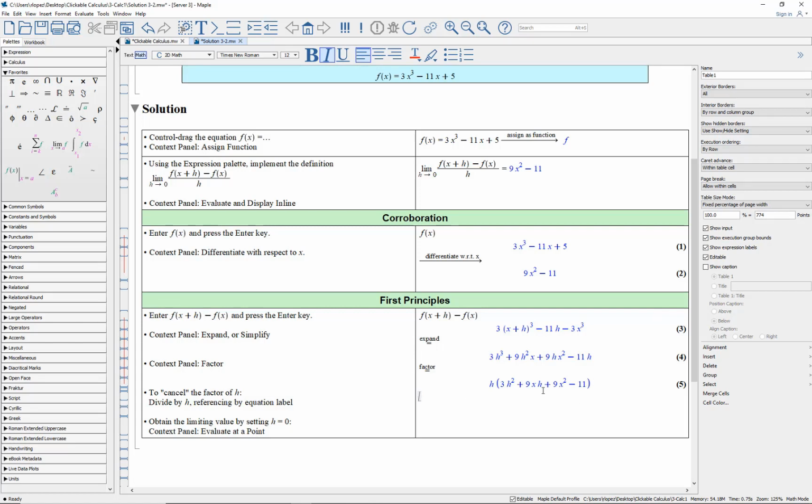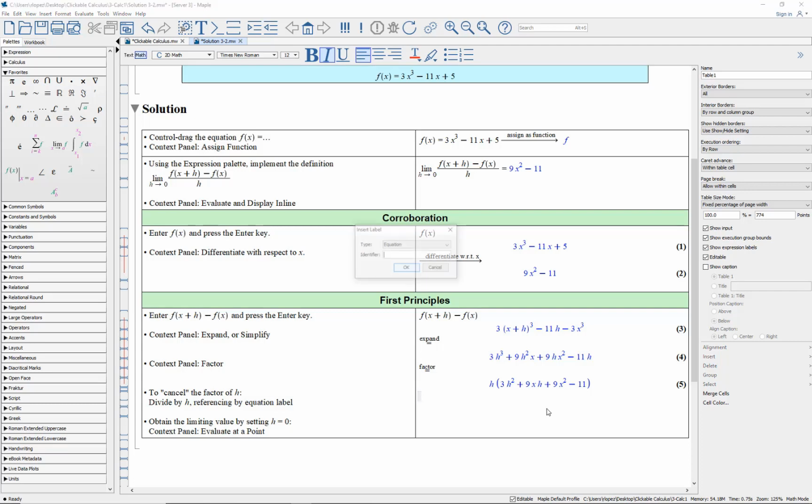We are going to divide this by h. How can we do that? Well, notice how these blue outputs have equation labels. Those labels can be used to reference the item actually in Maple.